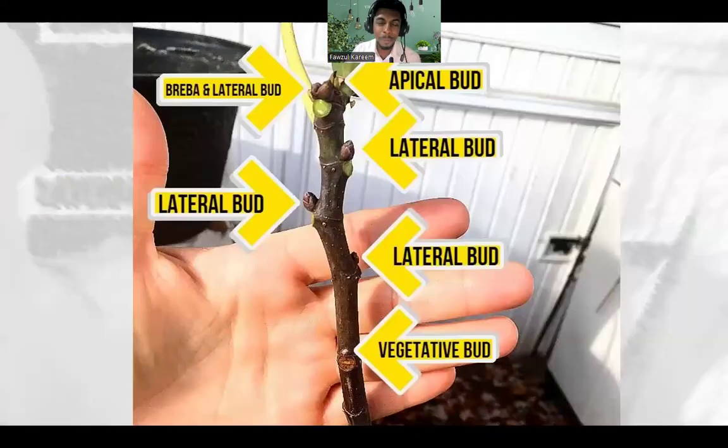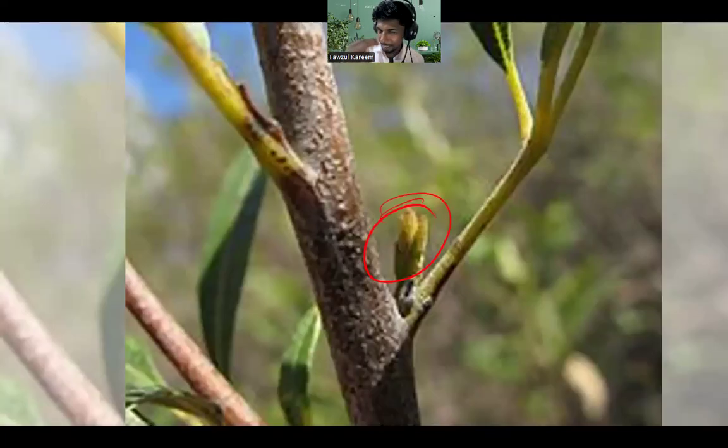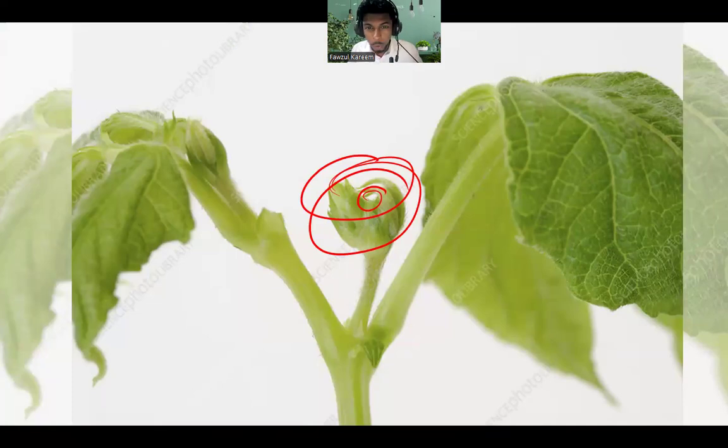So at the root tip, and also the apical bud and the lateral bud, in these places meristematic tissues are there. Then what are they doing here? What are they doing, those meristematic tissues? Can you say what they are doing?